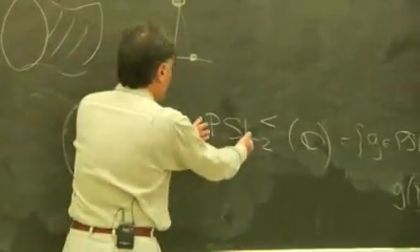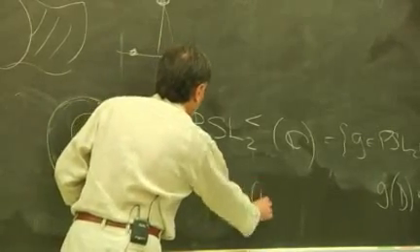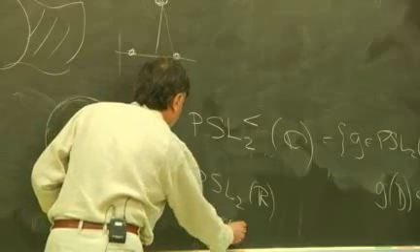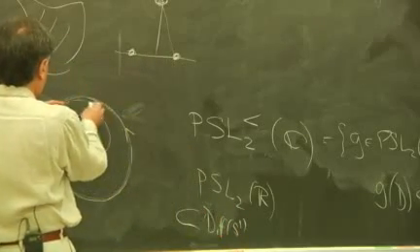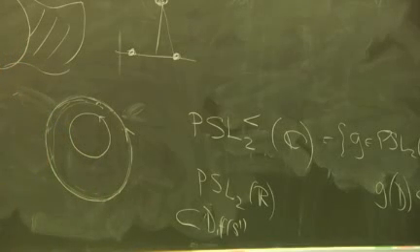So what happens? Well, on the boundary, of course, we want to get PSL2R, which, of course, is contained in diff S1. That's when this thing swells up and covers the whole disk, so that the disk is mapped to the whole disk.